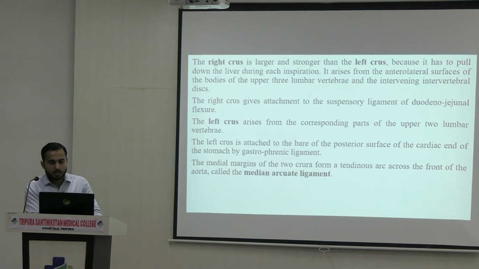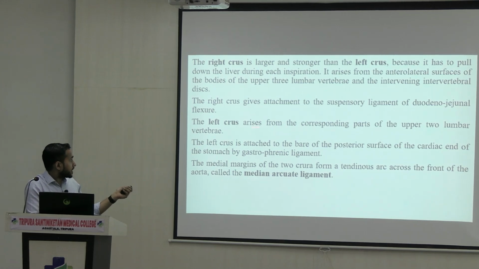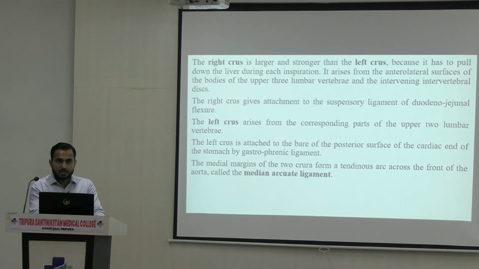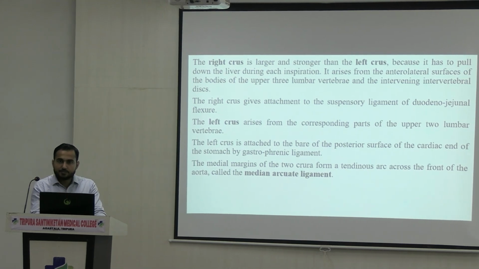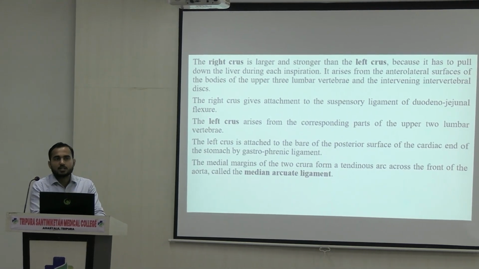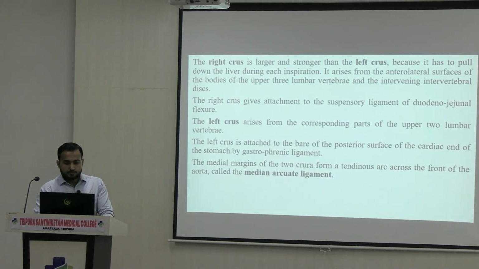Next, if you see the left crus, it arises from the upper two lumbar vertebrae, the corresponding side of the upper two lumbar vertebrae. That is L1 and L2. In case of the right crus, L1, L2, L3, but in case of the left crus, only L1 and L2. This suggests that the right one is longer as compared to the left one.